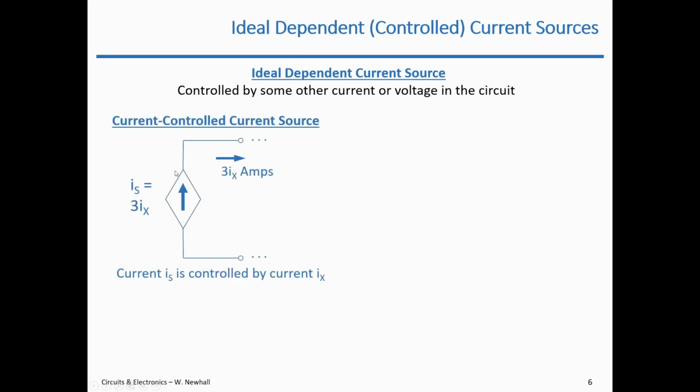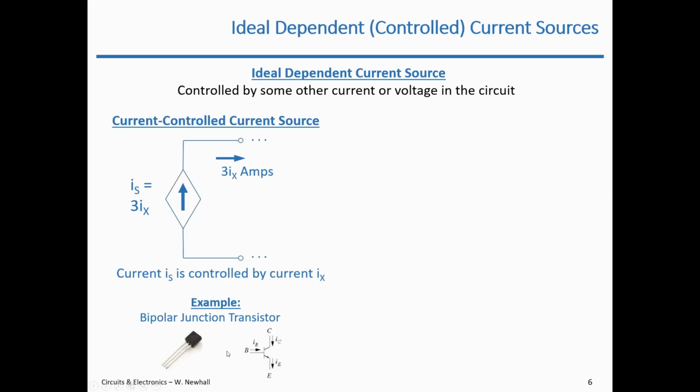Remember, diamond means controlled, arrow means current source. And so this current source is controlled by current Ix. So there's some other current somewhere else in the circuit, Ix, and the output of this would be 3Ix. Okay, a good example of this is a bipolar junction transistor. These are common transistors that you can make electronically controlled switches or audio amplifiers out of. And they behave like this controlled current source.